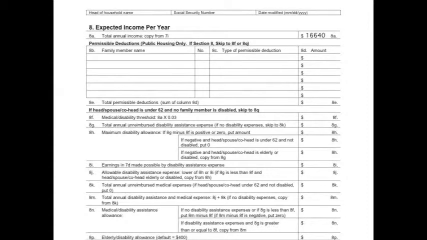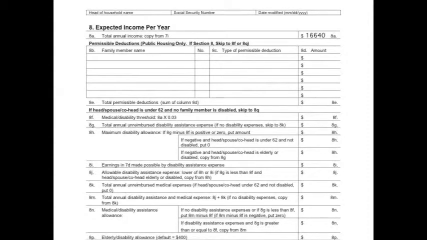Billy's medical expenses are as follows. He has health insurance through his employer. He pays $75 semi-monthly. So that would be $75 times 24 periods in the year. The annual prescription costs are $268. Let's go ahead and place this information on the 50058.